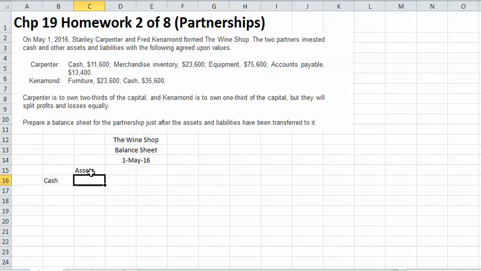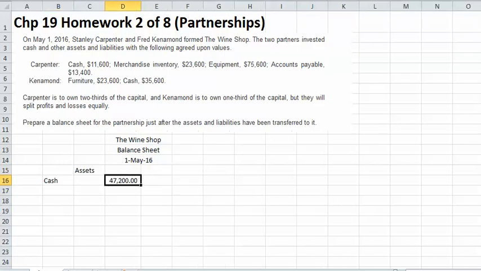We have cash. How much cash do we have? Let's call cash 11.6 and cash of 35.6 gives us a total of 47.2. Let's format this. Next, we will have merchandise inventory. Let's just call this inventory, and that amount is 23.6. Format these cells.